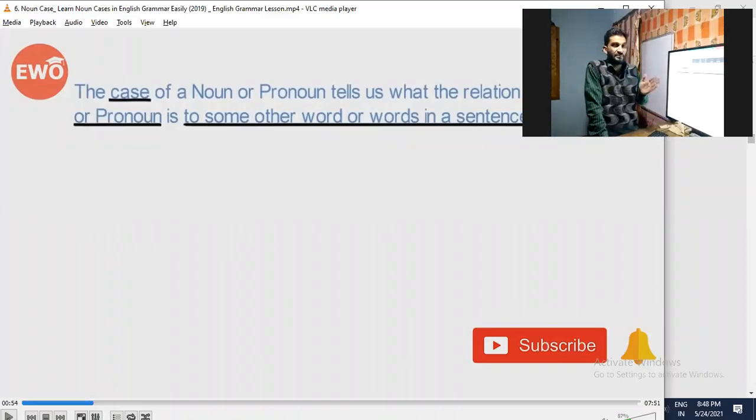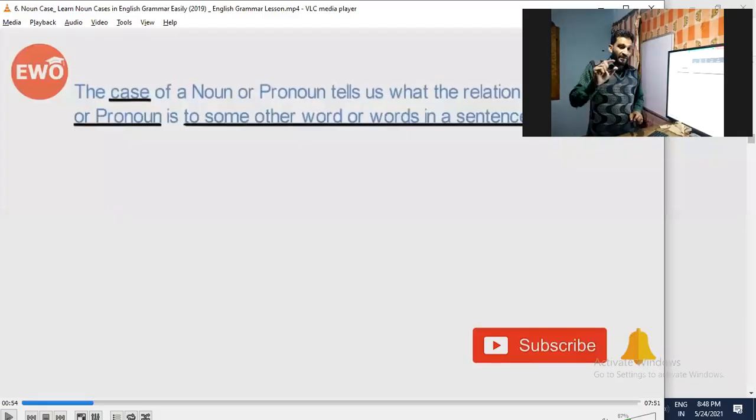When I say Rashid plays cricket, who is the doer? Doer means one who does the action. Who does the action here? That's Rashid. So Rashid is here in the subjective case. जो काम करता है उसको हम बोलते हैं that it is in subjective case. Rashid is the doer, so Rashid is in the subjective case because it has some relation with the other words of the sentence.